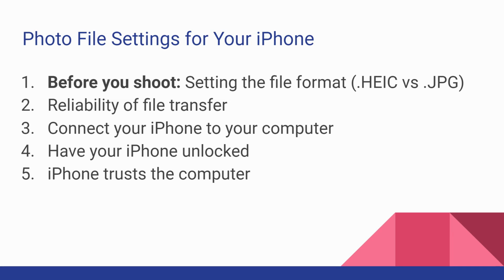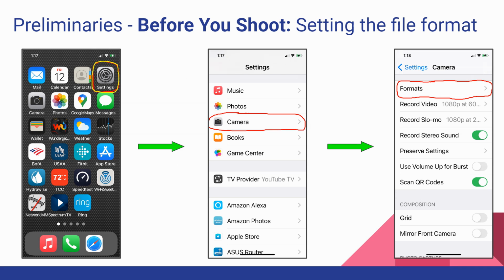You may have to convert your photos to the JPEG format once they are downloaded. Fortunately, there is a free utility program to do this. It is called the iMazing HEIC Converter. More about that later. First, let's set up your iPhone photo file format. You can set the file format using the Settings app on your iPhone. The progression is Settings, Camera, Formats.